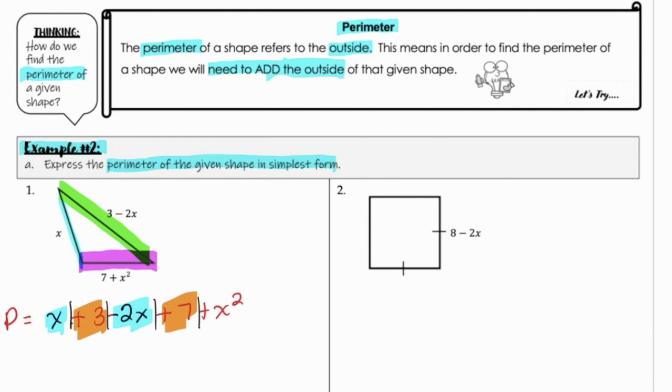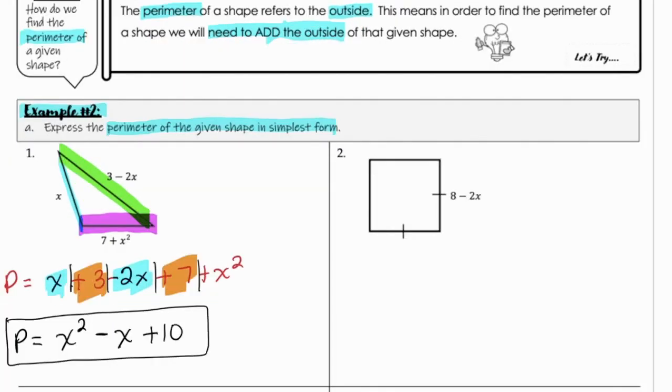Now, without me rewriting, I'm just going to go straight to the answer. So I see that there's only x's involved here. So I'm going to get in the habit of writing my answer in standard form. So that means x to the second is going to come first. When I combine my x's, I get negative 1x. When I combine my constants, which are my numbers, I get positive 10. And this is what the perimeter is equal to.